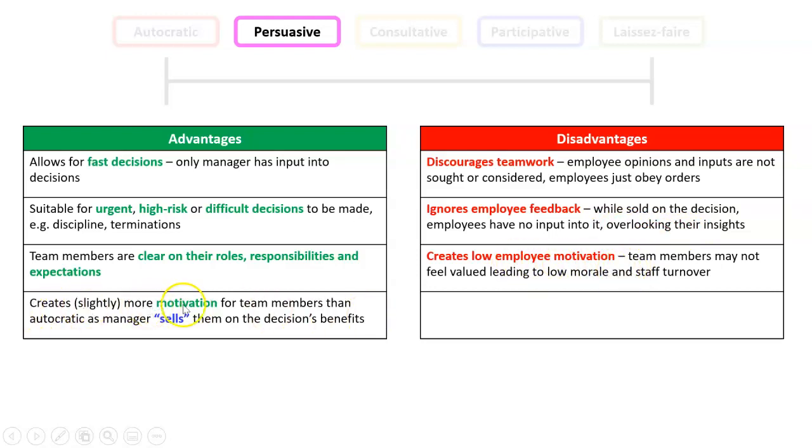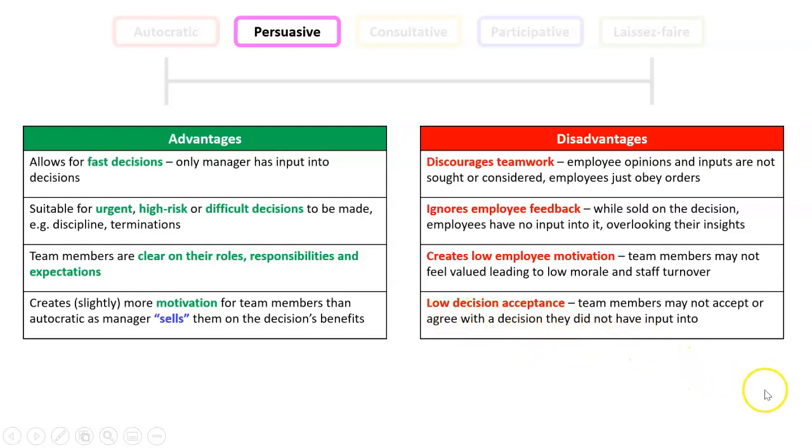So we said over here it creates slightly more than autocratic, but overall it actually is pretty low motivating because team members don't feel valued because they're not listened to. So there's going to be low morale and high staff turnover. And lastly, low decision acceptance. Team members may not accept or agree with the decision they do not have input into, even though you're selling them on it. They didn't get to have a say, and generally that leads to low acceptance of the manager's decision.